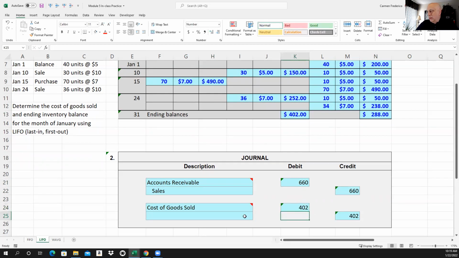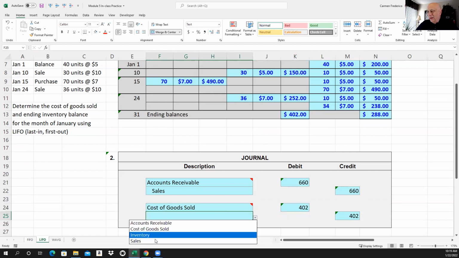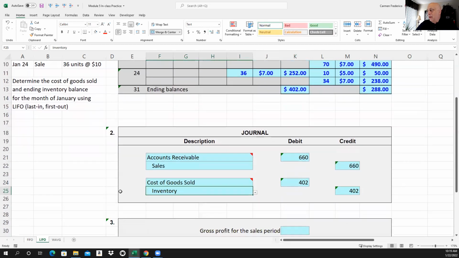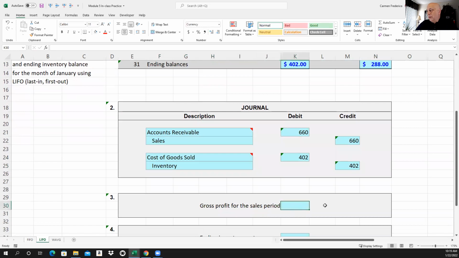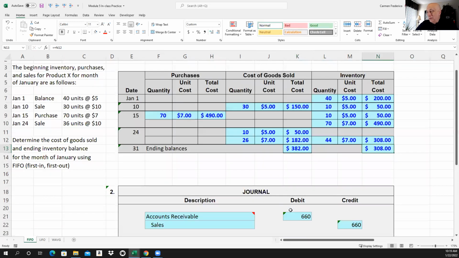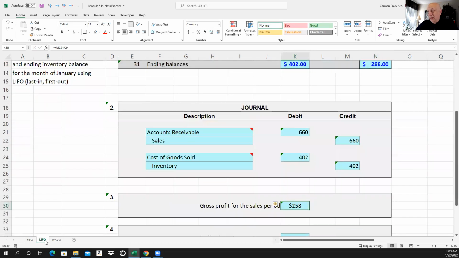And we're going to credit the inventory account because inventory is leaving the building. Okay. So the cost of goods sold for the period is going to be, again, sales minus cost of goods sold, give you a gross profit for the period of 258. This gross profit is less than FIFO, which was 278. Why? Because LIFO has a higher cost of goods sold. Sales minus cost of goods sold equals your gross profit.